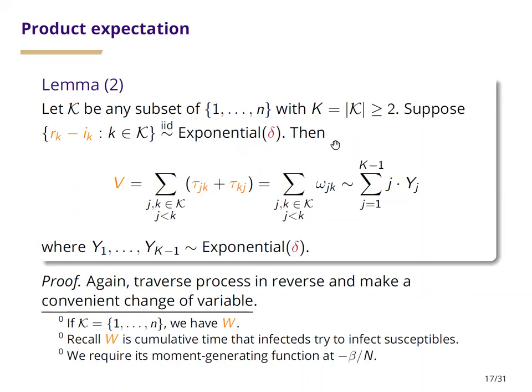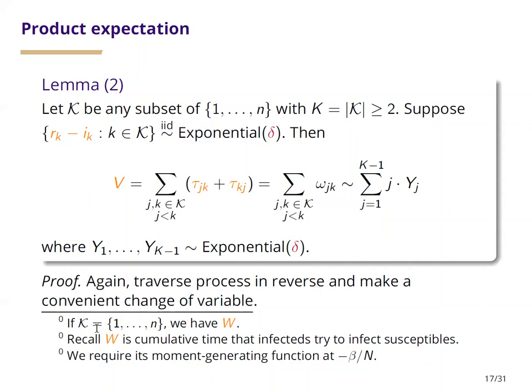And then this result is essentially saying if we have some double summation over tau terms, can we arrive at an exact distributional result, which we can. Here where this double summation of the tau terms is really a summation of scaled exponential random variables. And the idea of this proof is to traverse this process in reverse again and make a convenient change of variable. These ideas being the main strategies we take here.